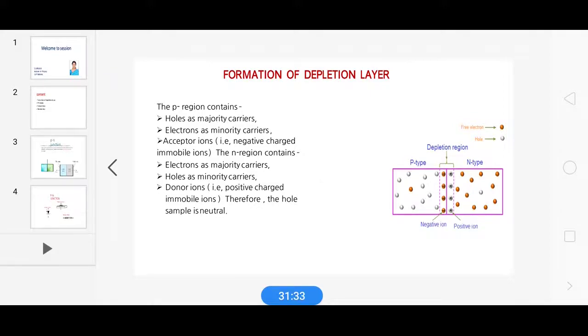And the formation of depletion layer. Actually, in the P region majority charge carriers are holes, minority charge carriers are electrons, and there are immobile, negatively charged acceptor ions, whereas in the N region electrons are majority charge carriers and holes are the minority charge carriers, and there are positively charged immobile ions.